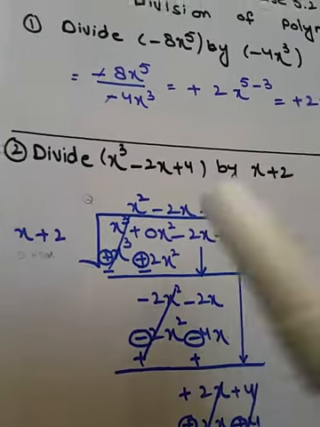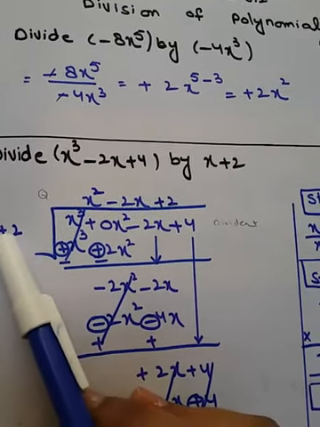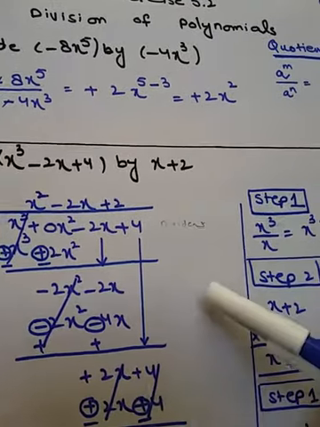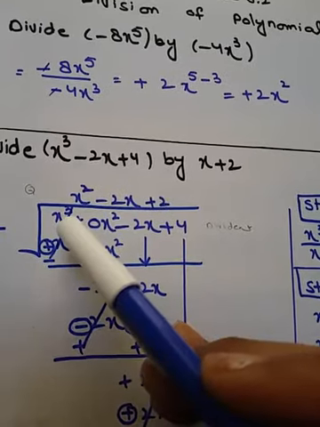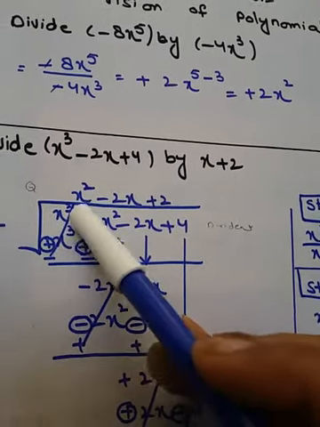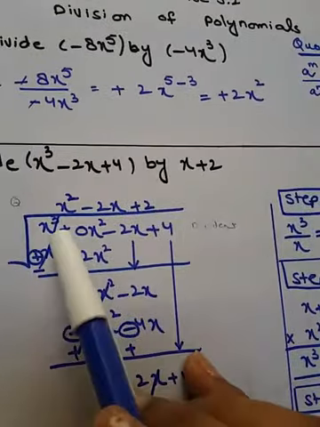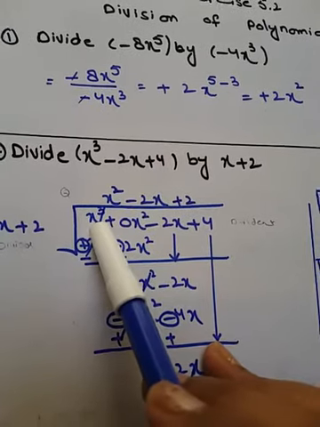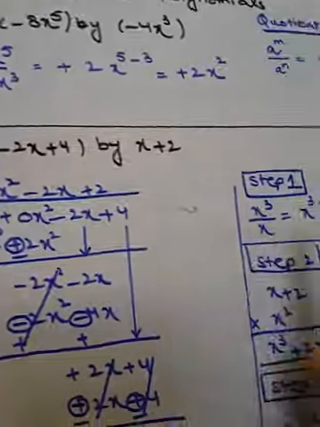Okay, now we will write here our divisor. This is our divisor. In this division method we will follow two steps. In the first step, we are going to take the first term of the dividend and the first term of the divisor. This is the dividend and here it is the divisor. We are going to divide the first term of the dividend by the first term of the divisor.